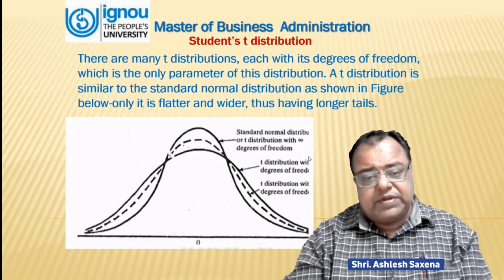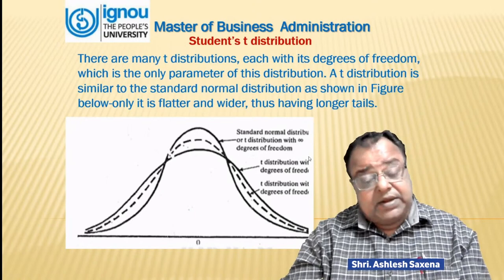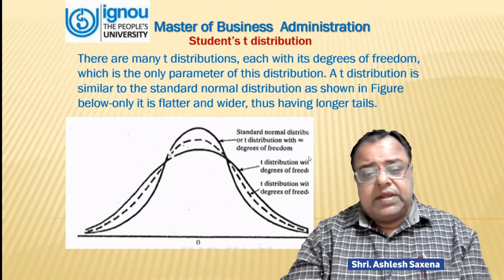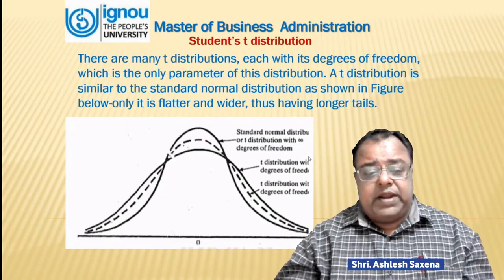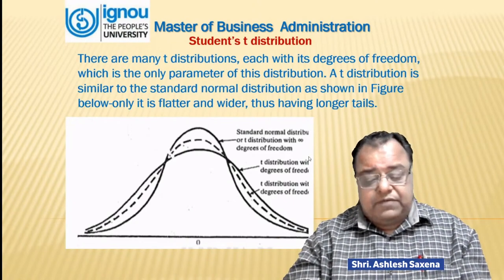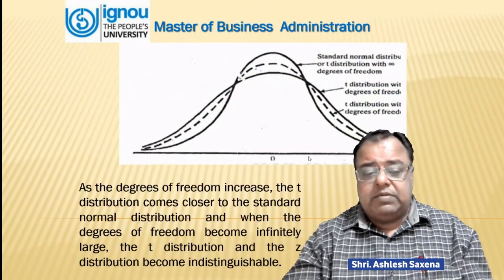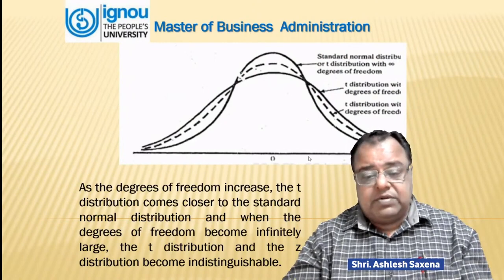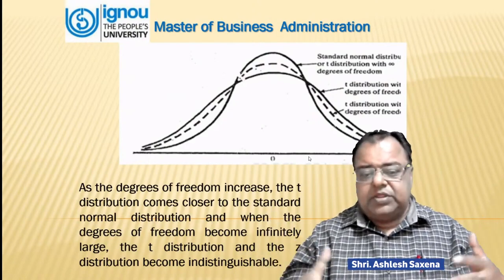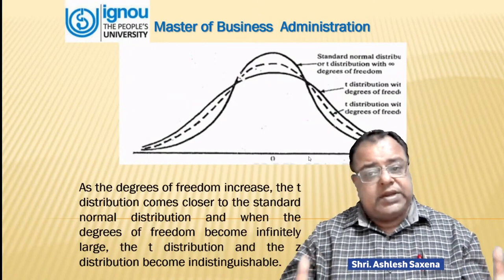As the degrees of freedom increase, the graph is becoming steeper and coming up, as you can see with the dotted line. As and when the T distribution has an infinite number of degrees of freedom, it becomes steeper at the top. That means it's behaving like a normal distribution. As the degrees of freedom increase, the T distribution comes closer to the standard normal distribution. And when the degrees of freedom become infinitely large, the T distribution and the Z distribution become indistinguishable.